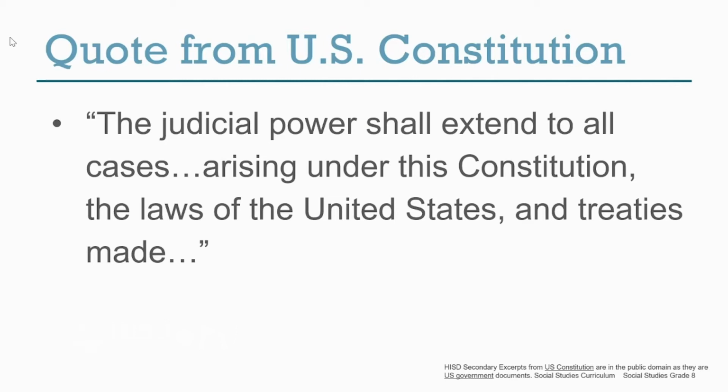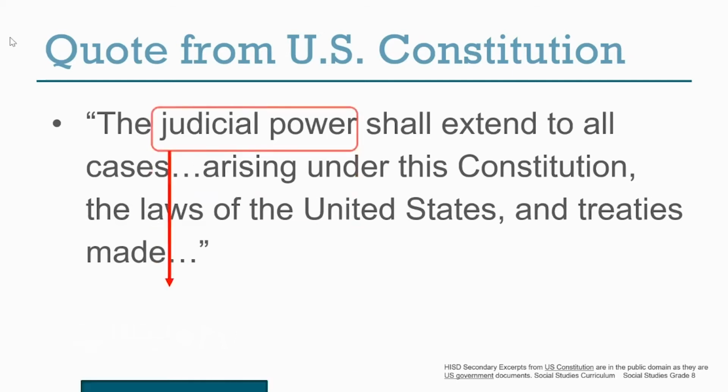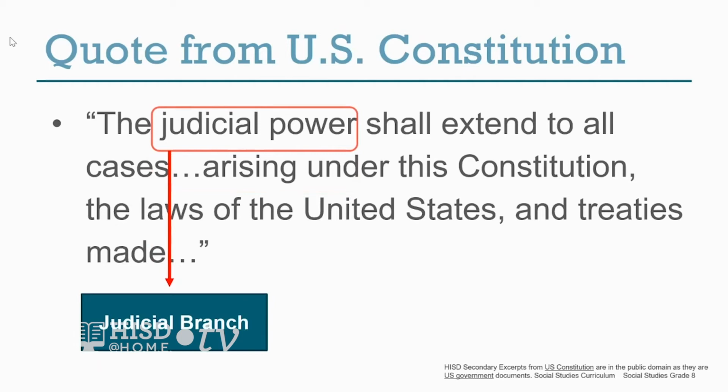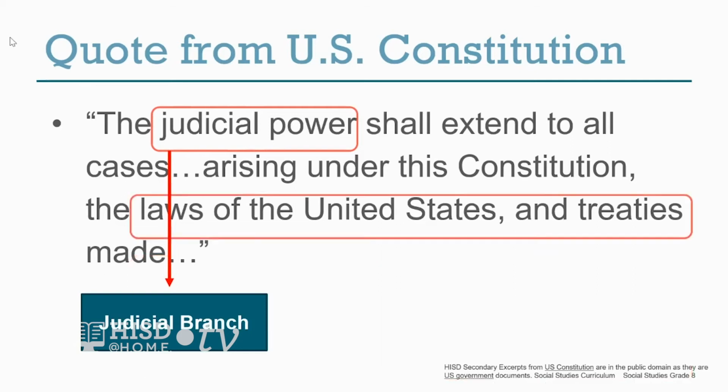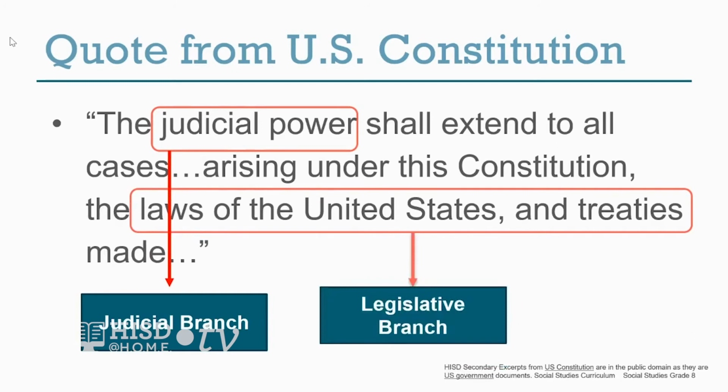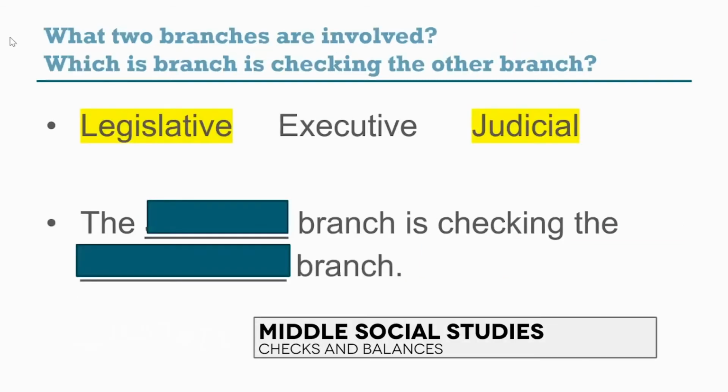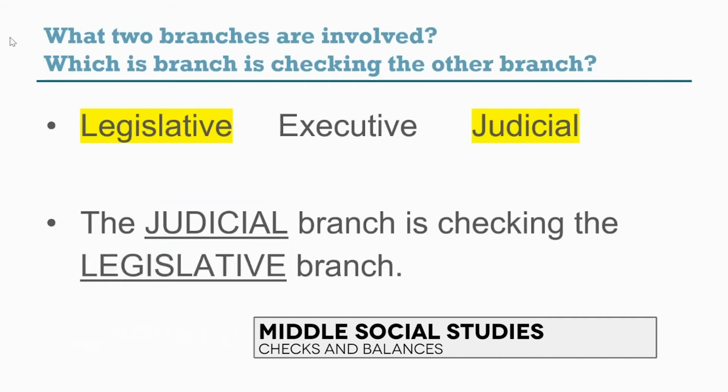Our next one is: the judicial power shall extend to all cases arising under the Constitution, the laws of the United States, and treaties made. So I see judicial. So I know for a fact that judicial is part of the judicial branch. And then we see the laws of the United States and treaties. So laws and treaties. Laws. Oh, okay. So that's the legislative branch. The laws are made by the House and the Senate. So we have our two branches once again. We have our judicial branch and we have our legislative branch. But again, who's checking who? So in this case, the judicial branch is checking the legislative branch.